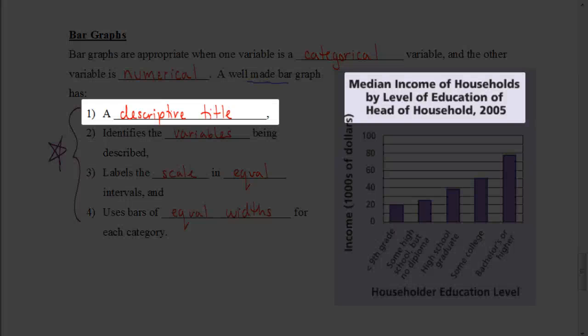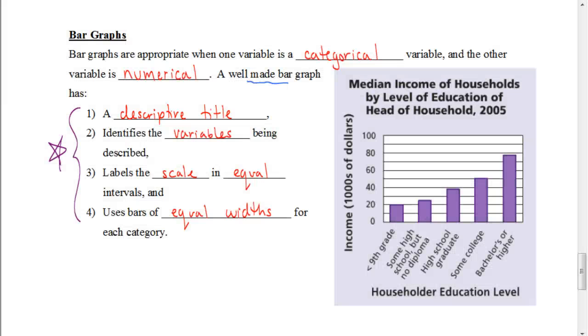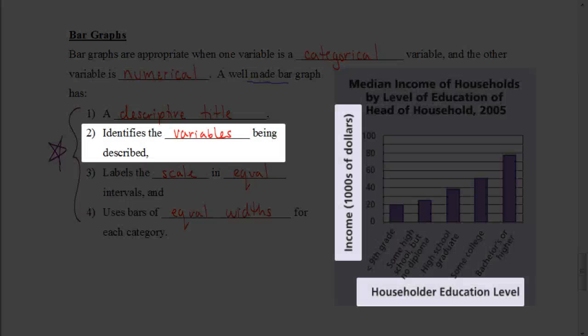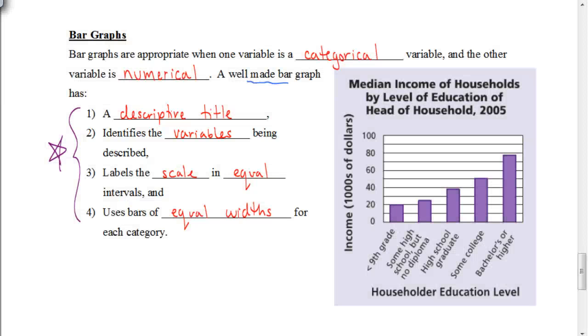So it's very important to have a descriptive title. You want to be able to look at that graph and know exactly what the graph is talking about. So here I can see that my title is the median income level of households by level of education of head of household in the year 2005. So it's very descriptive. It identifies the variables being described. So the variables you can see are the axes. The householder education level is along the bottom axis, and on the side axis we see that it's referring to the income measured in thousands of dollars.